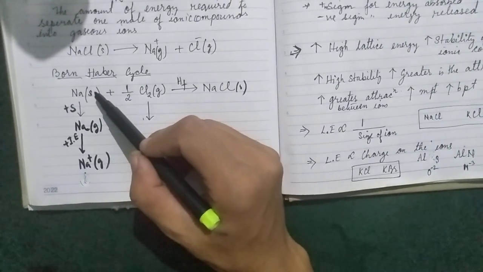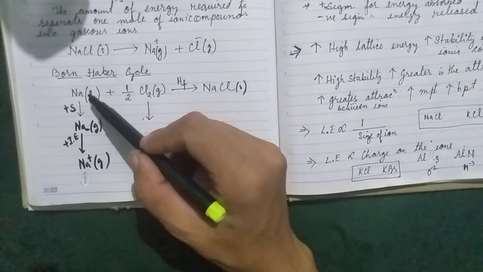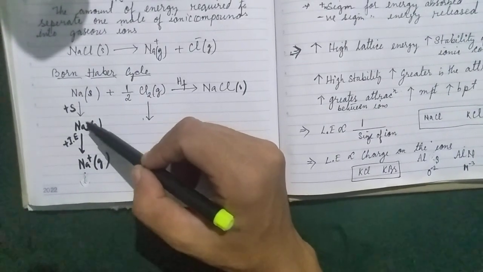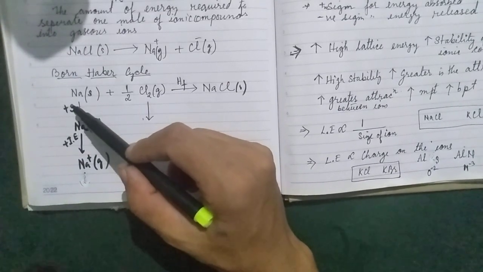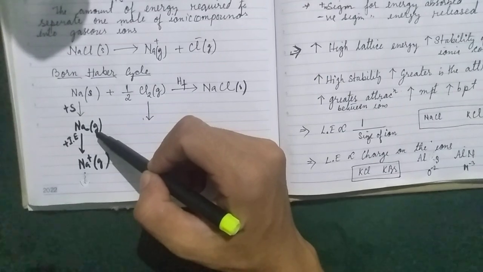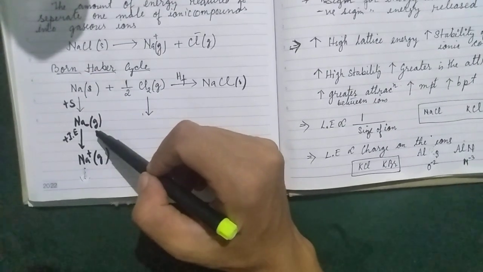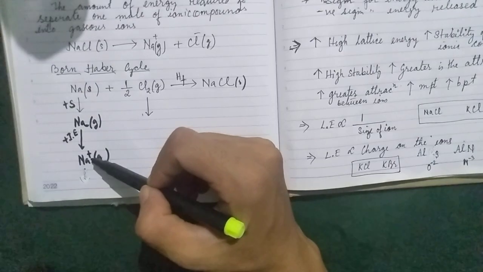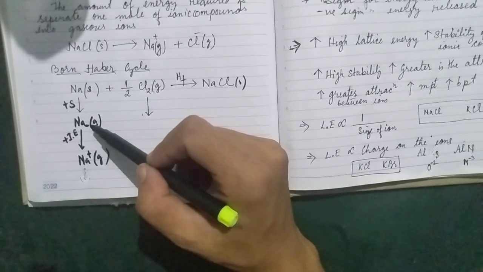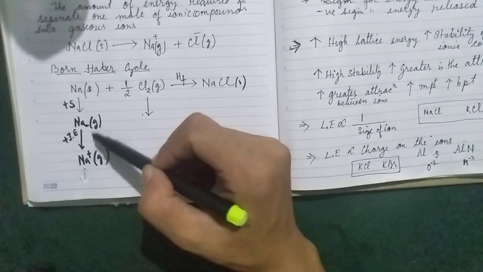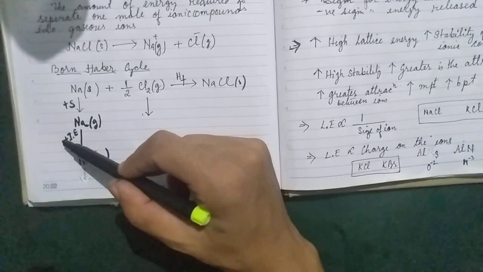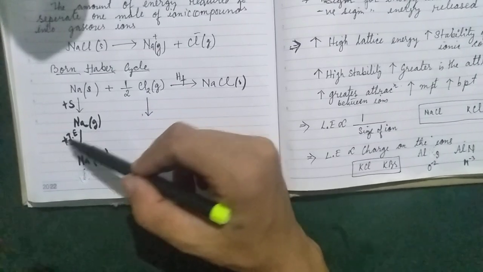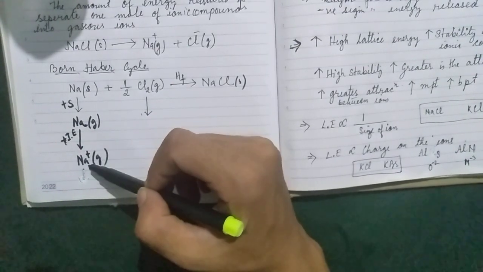Na is in the solid form. Let us convert it into the gaseous form. To convert from the solid state to the gaseous state, some amount of energy is required, and that energy is called sublimation energy. The plus sign indicates that energy is absorbed in converting from solid to gaseous state. Now this sodium will change into the sodium ion, also in the gaseous state. For that we also require some energy, so it is indicated by a plus sign. Absorbed or required energy is positive. This energy is called the ionization energy.